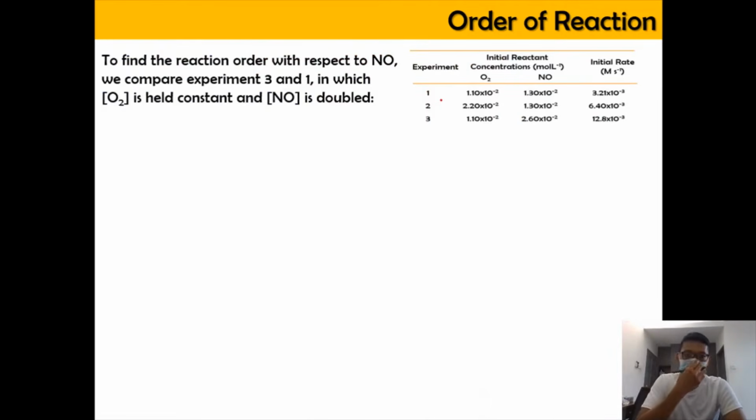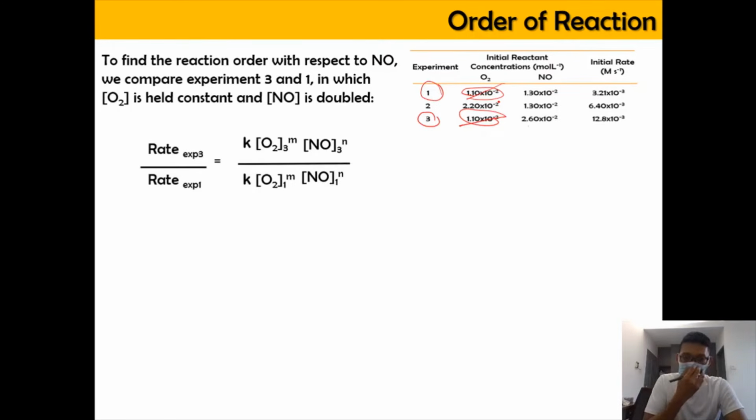So we use a similar technique. In order to find the reaction order with respect to NO, we compare experiment 3 with experiment 1, in which oxygen is the one held constant. It's the same, right? So we can assume it can be cancelled out. And NO is the one being doubled here. Okay? So actually, it doesn't matter whether it's doubled or tripled. As long as one is constant, you can find the unknown of the other. Alright? So the same thing as before, rate of experiment 3 over rate of experiment 1.